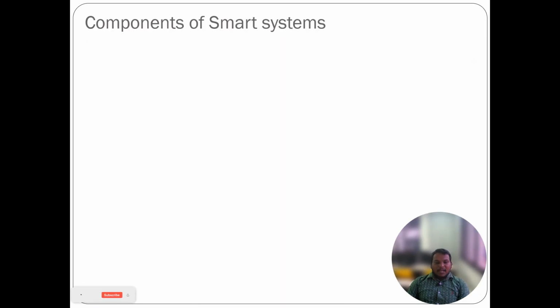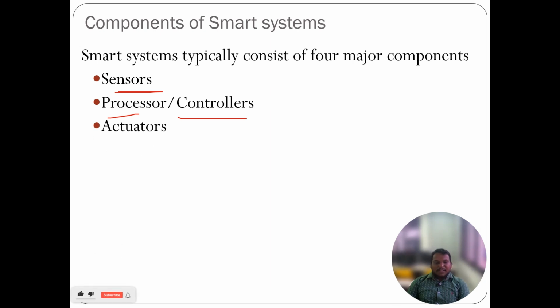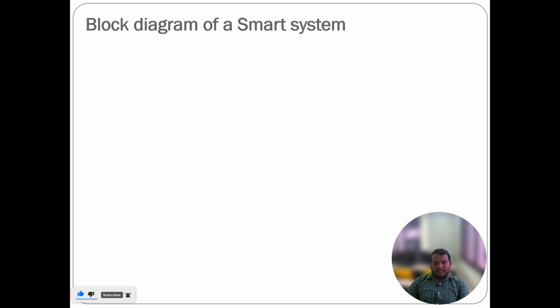Next, what are the components of a smart system? The first one is the sensors, the second one is the processor or controllers, the third one is the actuators, and the fourth one is the plant or environment.